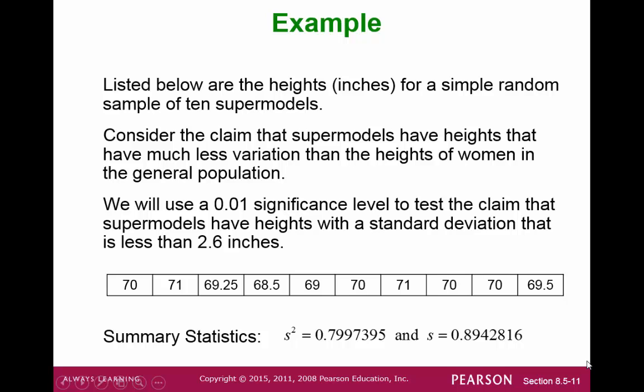Let's do an example. Listed below are the heights in inches from a simple random sample of 10 supermodels. We want to consider the claim that the supermodels have heights that have much less variation. So let's use a 0.01 significance level to test the claim that supermodels have a standard deviation that is less than 2.6 inches. So in our sample of 10 supermodels, we have a standard deviation of 0.894 and a variance of 0.7997.